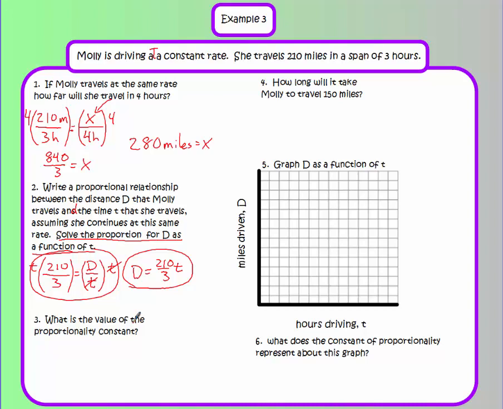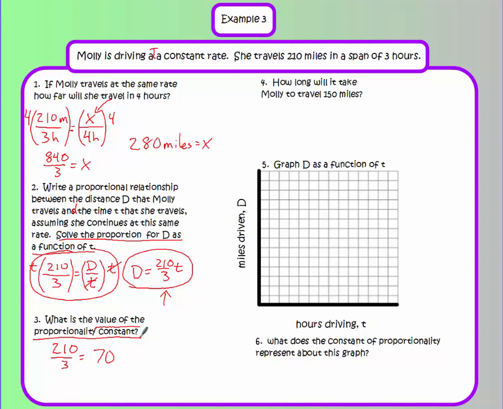Question 3, what is the value of the proportionality constant? This right here is the proportionality constant, that fraction. So what is the value? Well, if I take 210 and divide it by 3, I get 70. So the value of the proportionality constant is 70.